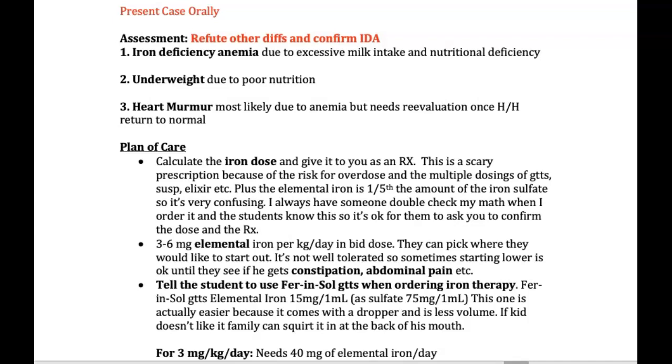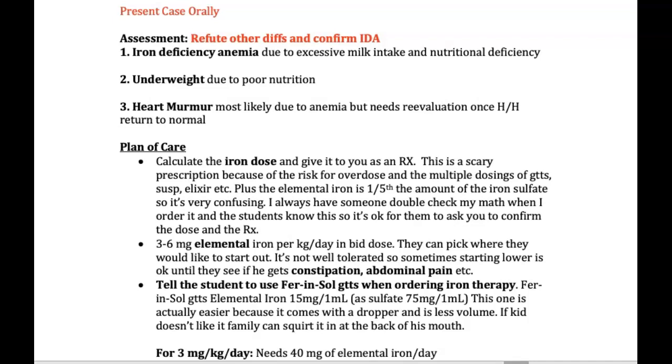The child needs some iron therapy. So we're going to calculate the iron dose and make sure that we know how to write that prescription. This is a very scary prescription because the risk of overdose is great, and there are multiple dosings. You know, there's drops, suspension, elixir, etc.